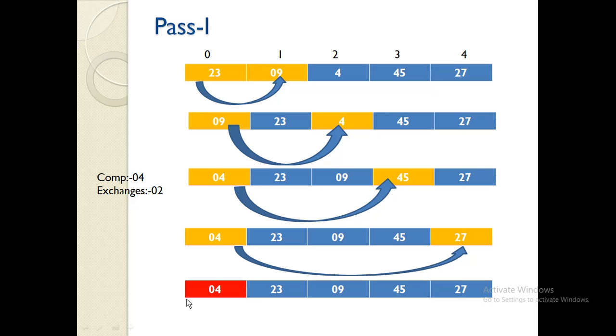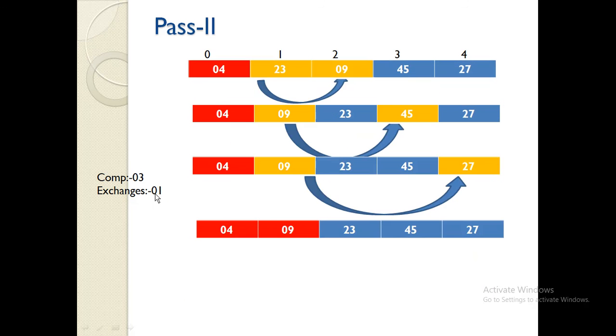So here you can see that 4 is nothing but the smallest element from the array, so it is placed at the first position. In every pass we have to count the number of comparisons and number of exchanges. So here in pass 1 there are 4 comparisons and 2 exchanges. Now let us go to pass 2.